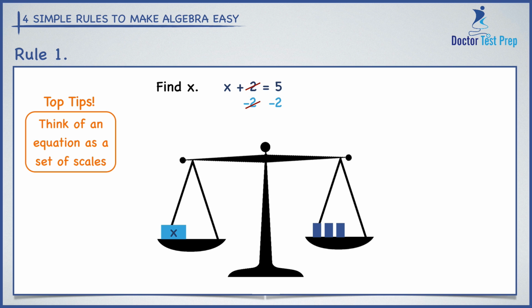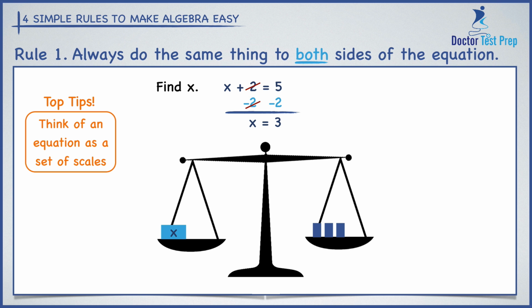So on the left-hand side, the 2 and the minus 2 cancel to leave me with just x. And on the right-hand side, I have 5 take away 2, which gives me 3. And hopefully we can see there that our answer is 3. Now that was a simple example, but the same idea works very well on much harder examples as well. So rule number 1 is always do the same thing to both sides of the equation.